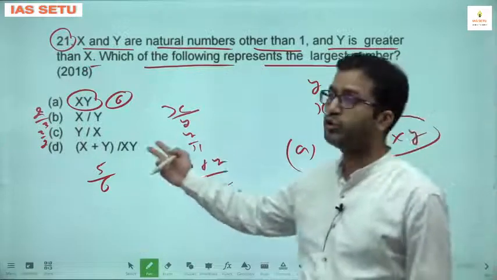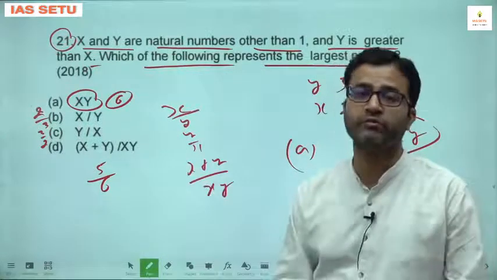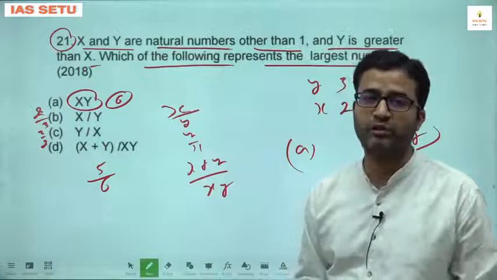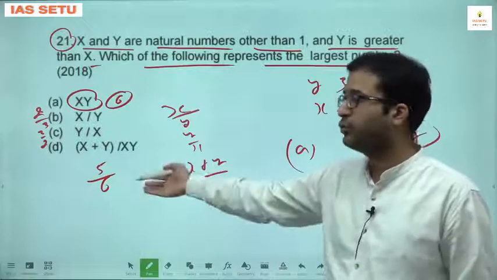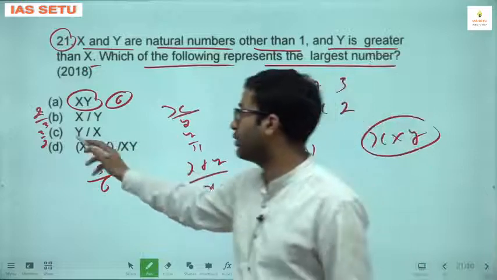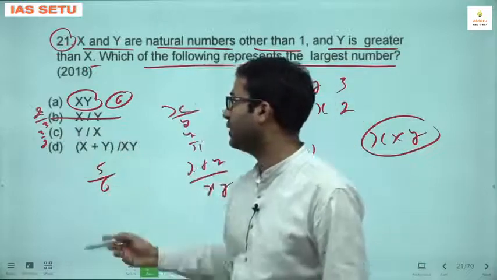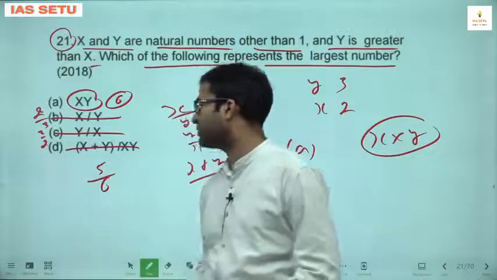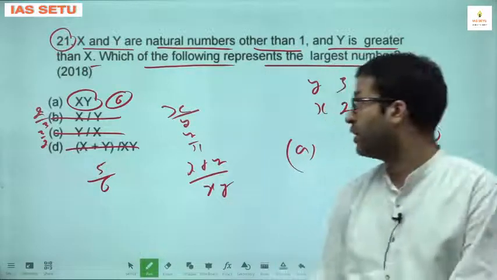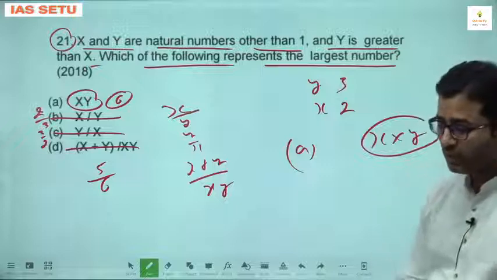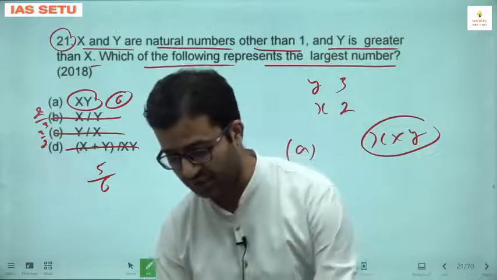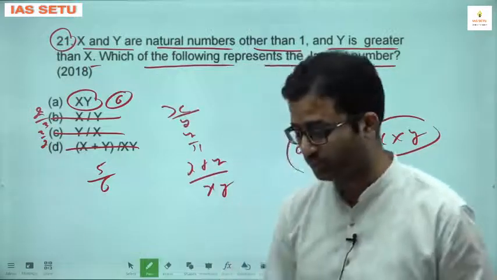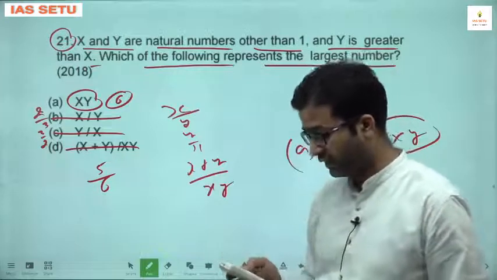So what you have to do in this is assume values. This is called assumption. You assume the value of x, assume the value of y, and try to put them in the answer options. Then you can eliminate B because it is giving 2 by 3. You can eliminate C, which is giving 3 by 2, and D, which is giving 5 by 6, whereas A is giving 6. So this is called assumption. We assume the values and we put them in the answer options. This is also one of the good techniques.